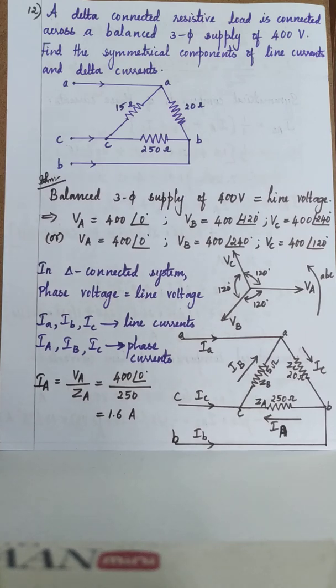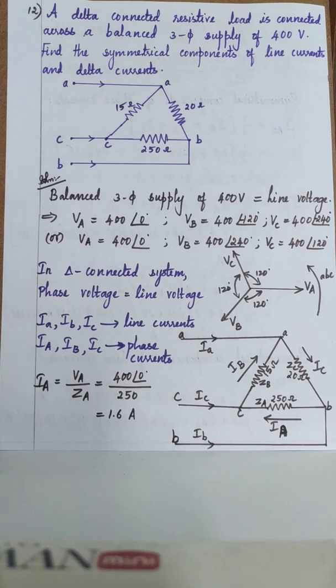Problem number 12. A delta connected resistive load is connected across a balanced three-phase supply of 400 volt. Find the symmetrical components of line currents and the delta currents.